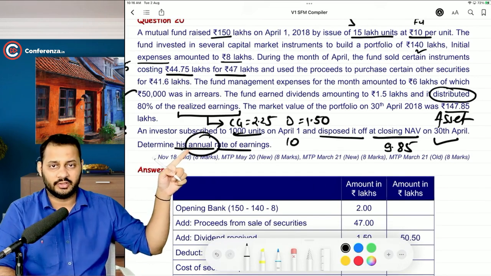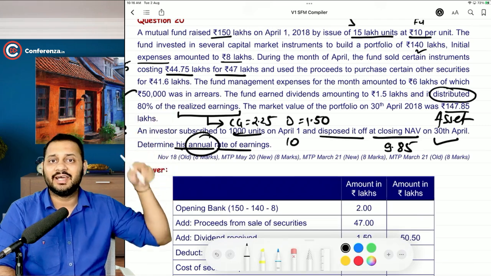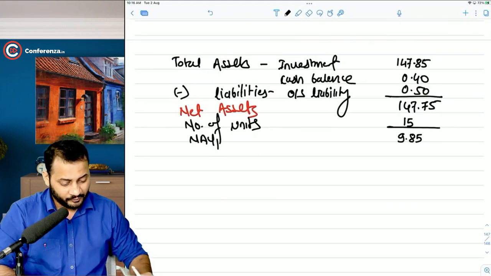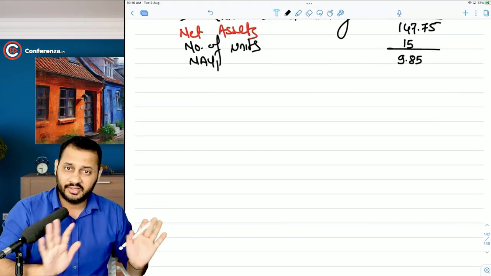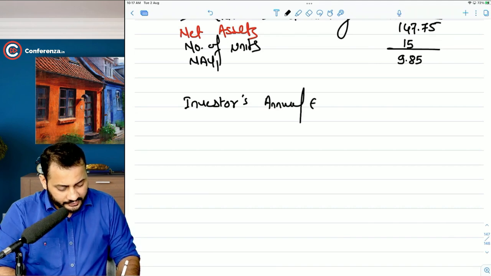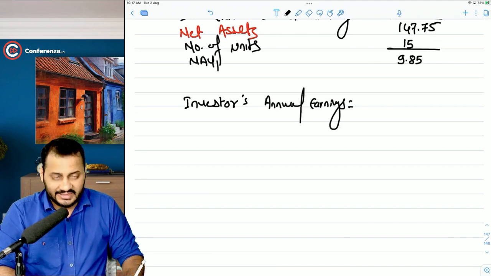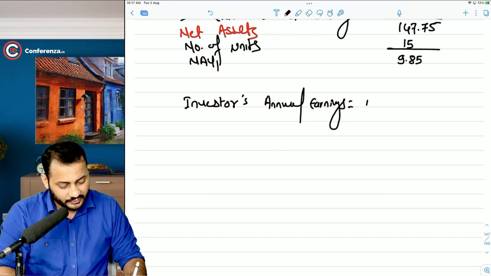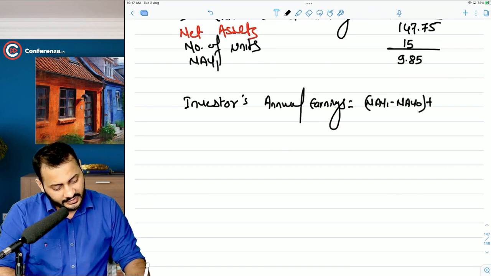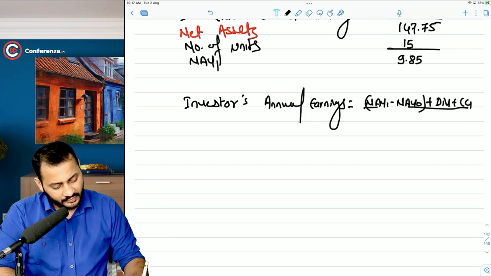Underline the word annual, because what has been given in the entire question is the per month detail, and they have asked you to calculate the annual earning. Now at the end, when everything is done, you are going to think from the angle of the investor's annual earnings. And we have already seen that in the previous question there are three types of earnings. First is the capital appreciation, second is your dividend, and the third one is your capital gain. Have a look.